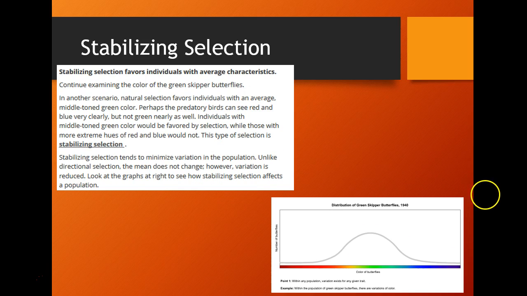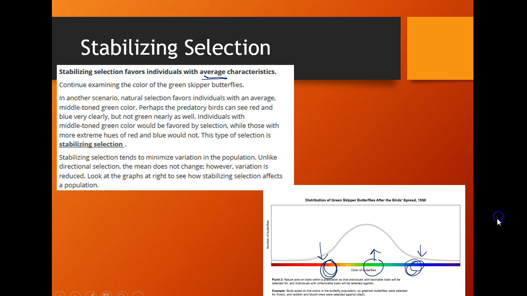Okay, here's another one. It's called stabilizing selection. So stabilizing selection is when natural selection favors individuals with average characteristics. So it's going to be somewhere in the middle. So remember when we talked about the green skipper butterflies, we said that there's mostly green. And let's say that these birds, instead of not being able to see the red ones, were able to see red and they were able to see blue. If they're able to see both of these, then there would be less and less of each of these butterflies, which means that there'll probably be more and more of the green ones. And so the average characteristic would be favored.